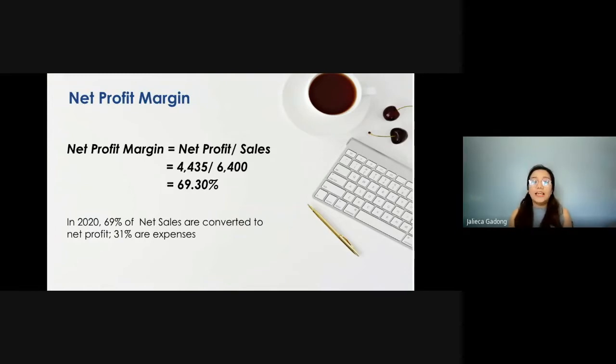What does it mean? It means that for the specific year, the company has 69% of net sales that would be converted to net profit. On the other hand, the rest, which is 31%, are the expenses.